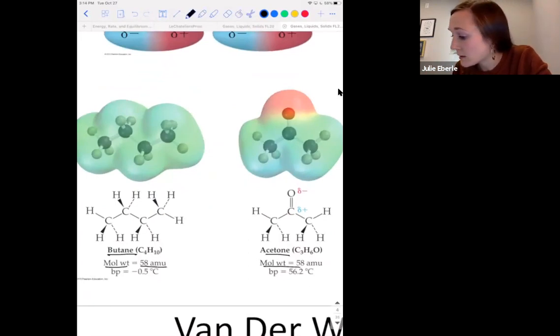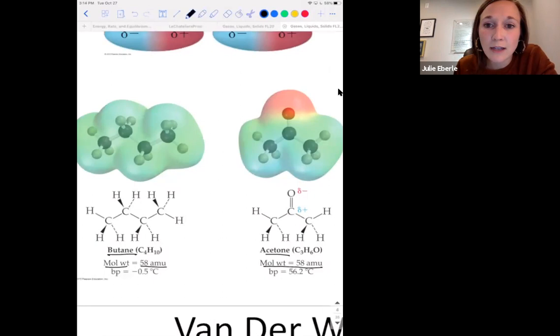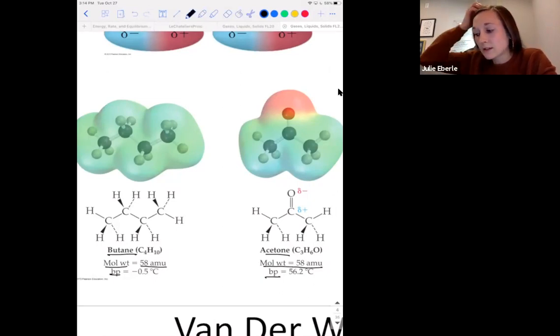They both weigh the same here. So essentially what I'm trying to say is that the size of these molecules is pretty identical. But right underneath that, where it says BP, this stands for the boiling point of these molecules. And look at that. One is negative 0.5 degrees Celsius. So for butane, it's negative 0.5 degrees Celsius. And for acetone, it is 56.2 degrees Celsius.